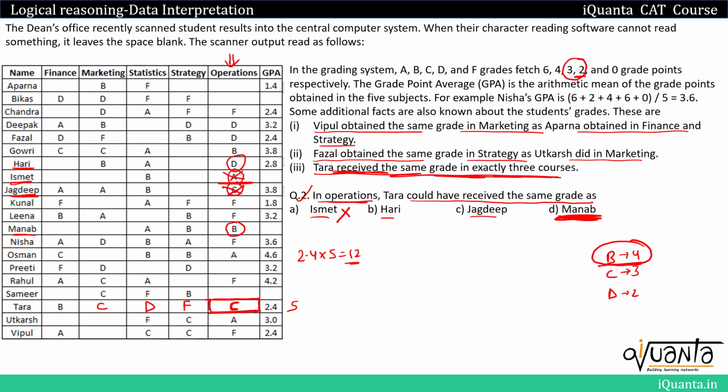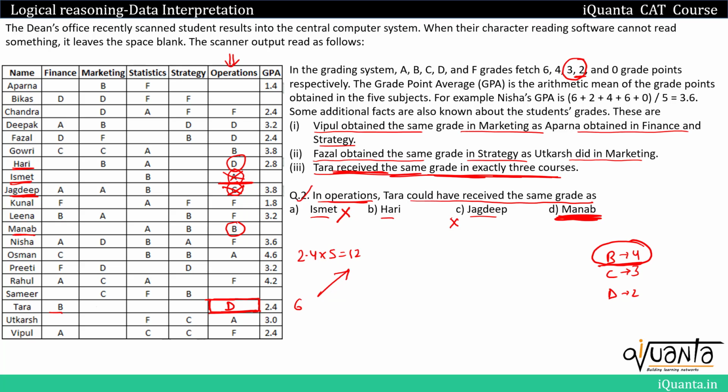At last we'll check for D. If she's not getting C, that means we'll remove Jagdeep also. And now we are checking for Hari, because we are checking for grade D. So if I give grade D to her over here, now her total score is B plus D, which means 4 plus 2, that means 6. That means we need 6 more marks to make it 12. So how can we get 6 marks?